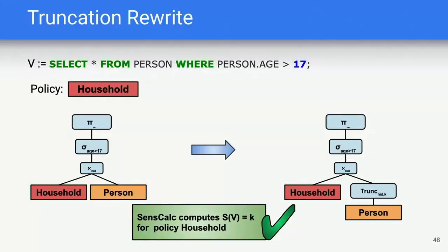This is our query plan before doing the truncation, but after doing the semi-join. And this would be our query plan after the truncation. So I go to person, and I truncate HID in person at level K. We can talk offline about how we choose K. It's not super difficult.